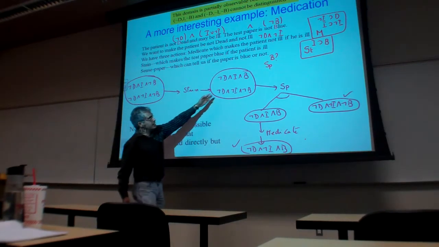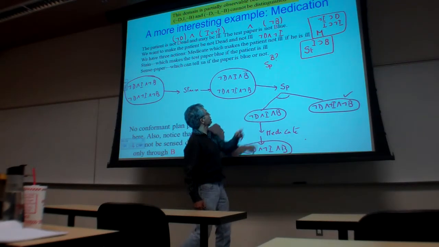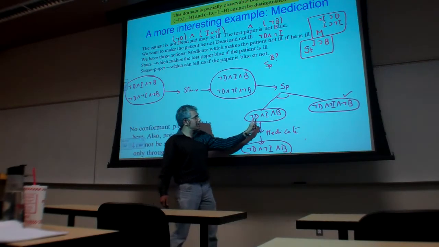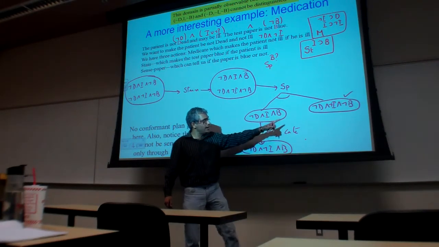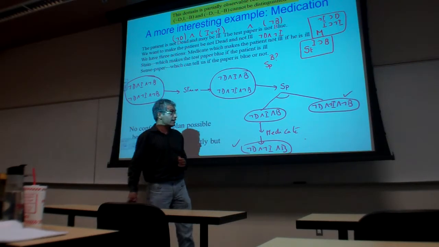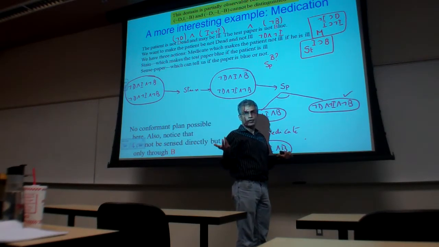Okay, so then you got this. Now if I do my sensing action, which is sense paper, then that will split this into not D, I, and B, and not D, not I, and not B. Now here, you know that this will be split, so sensing paper will either give you, it is blue or it is not blue. That's what it will tell you, okay?